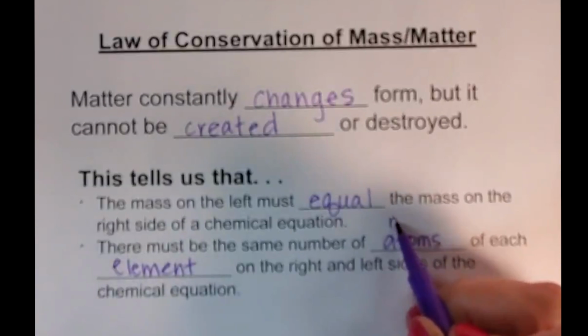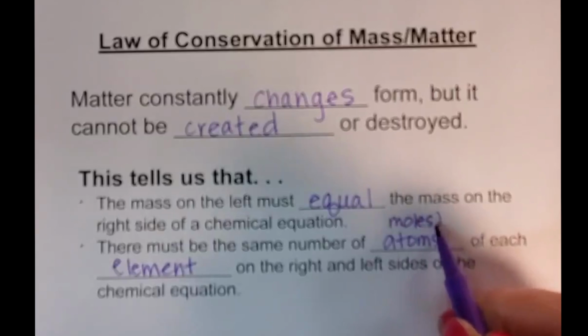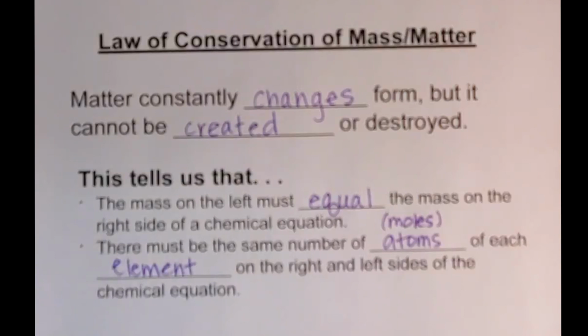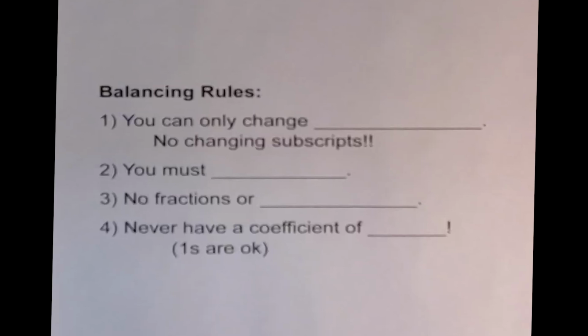Another way to think of this is that you must have the same number of moles of each element on the left hand and the right side of the equation.